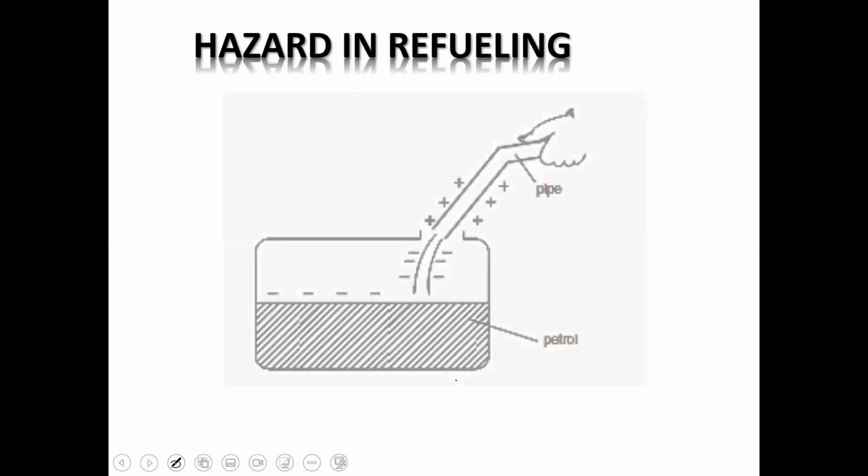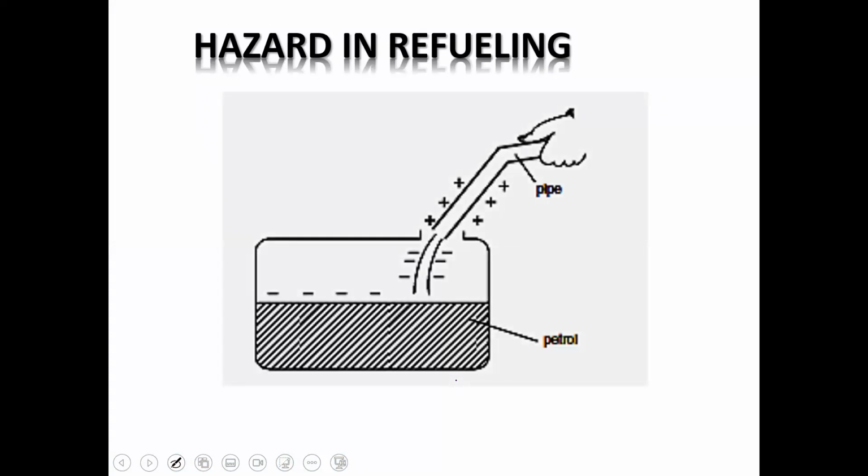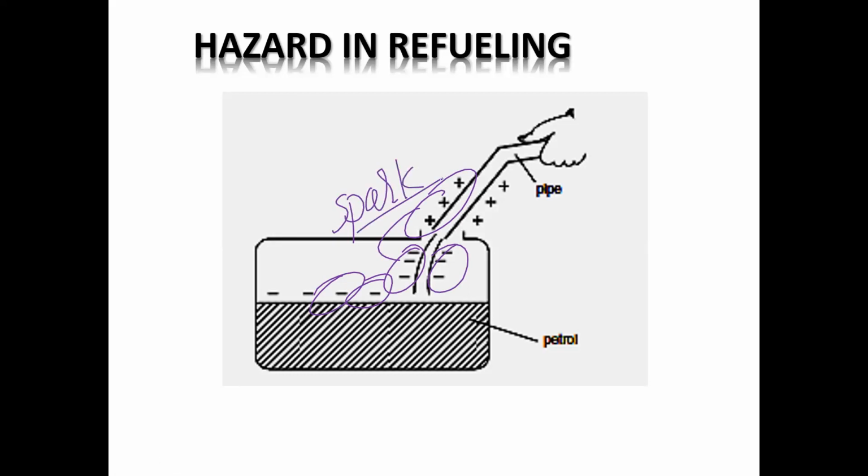Hazard in refueling. This is a very common question, it has appeared four to five times. What happens when you are pumping fuel in your car? The metal rod has a positive charge and the fuel has a negative charge. The positive and negative come in contact and this produces a spark. A spark can ignite the fuel. I will show you a video and ask what is the error made by the user.